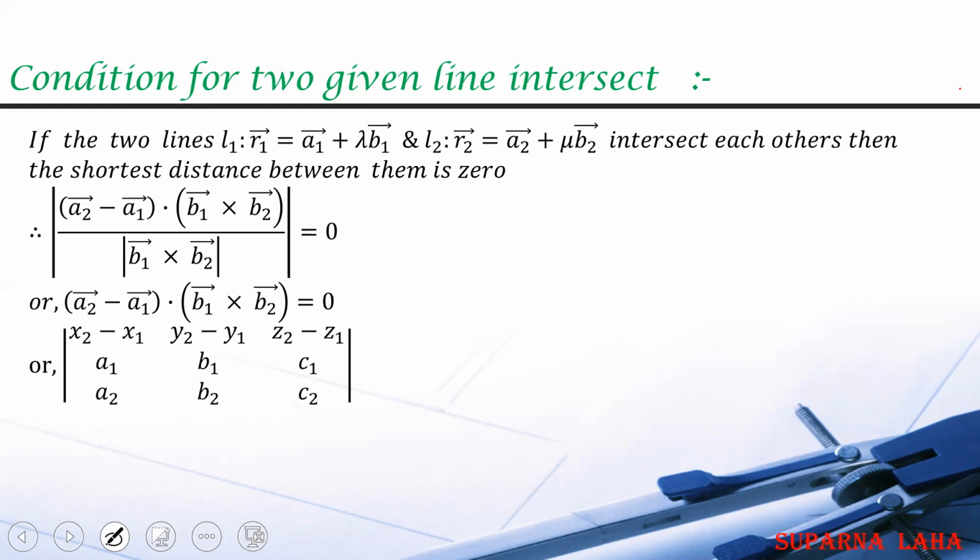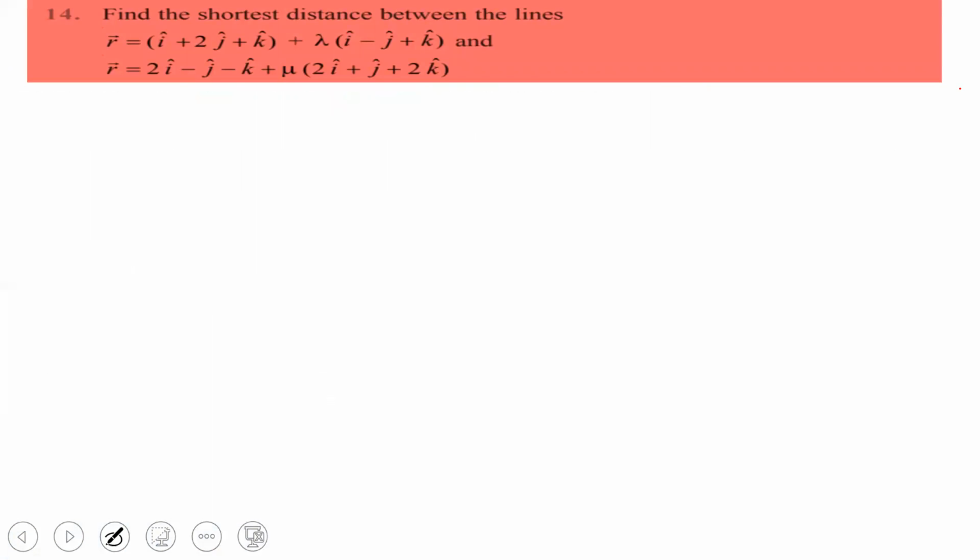Okay. So just put the value and you can easily find the condition for intersecting lines. Now let us solve some problems from this theory, that is, finding the shortest distance between two lines.